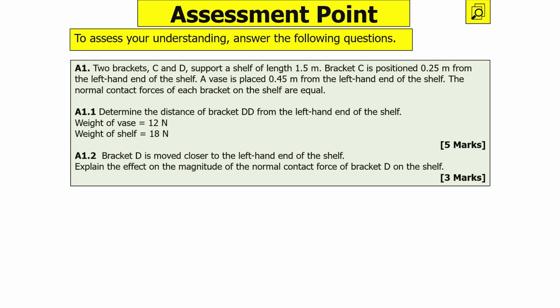Then, bracket D is moved closer to the left-hand end of the shelf. Explain the effect on the magnitude of the normal contact force of bracket D on the shelf. So, pause the video now, then unpause the video and you'll want to go through your answer.